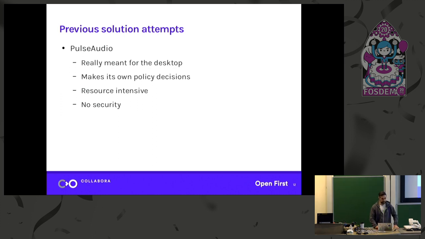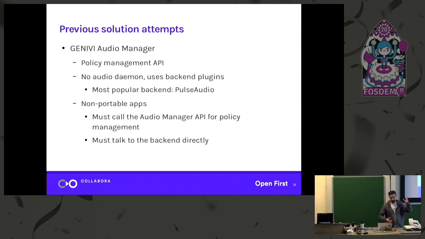And then there have been things like the Genevi Audio Manager, which is building on top of Pulse Audio. It uses Pulse Audio as a backend. Optionally, it can use other backends as well. It basically builds an API for policy management on top of that, but it has a couple of shortcomings, like you must call the Audio Manager API, so the applications need to be aware that this exists and things like that. And people that have used it, they generally agree that it's complex and not very nice.